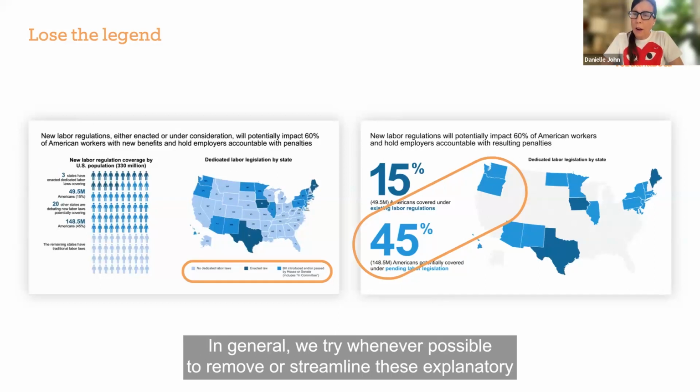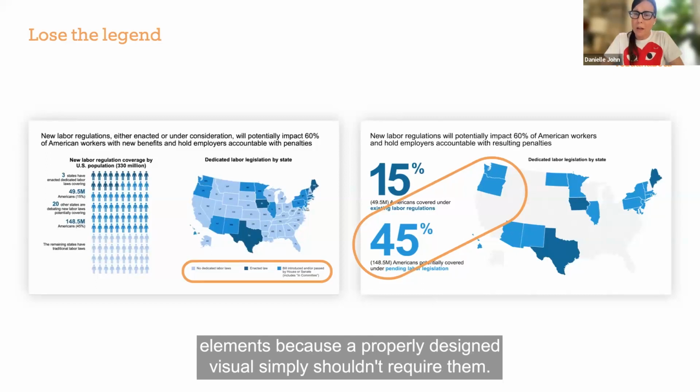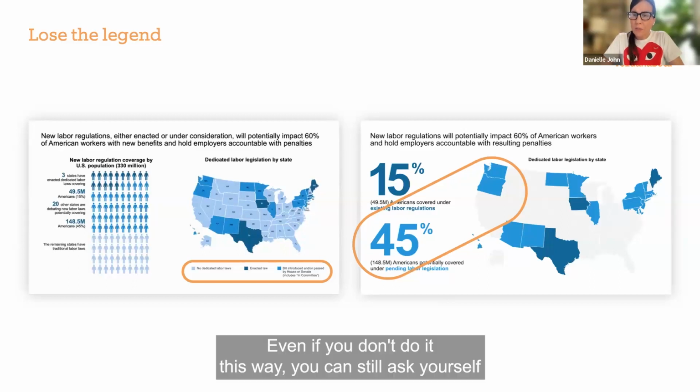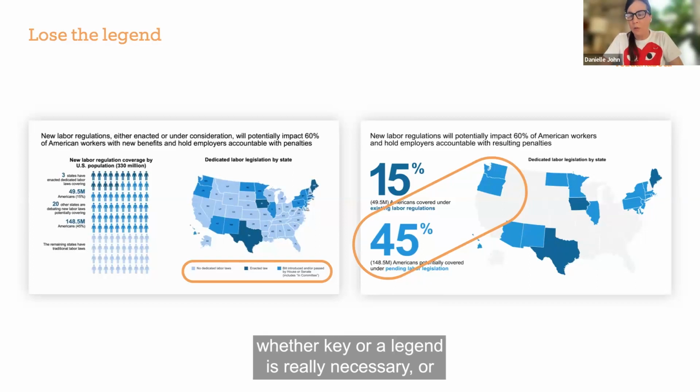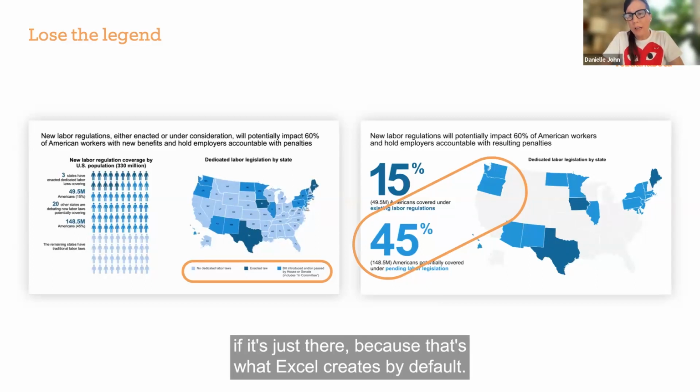In general, we try whenever possible to remove or streamline these explanatory elements because a properly designed visual simply shouldn't require them. Even if you don't do it this way, you can still ask yourself whether a key or a legend is really necessary, or if it's just there because that's what Excel creates by default.